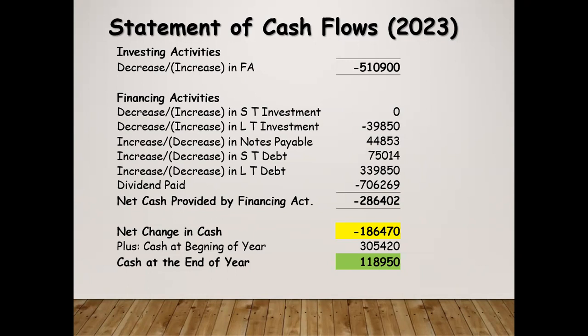Financing activity. There is no increase or decrease in the short-term investment. Yes, there is an increase in long-term investment, that's why it's negative. Notes payable are increased, that's why positive. Short-term debt is increased. Long-term debt is increased. And we have the dividend paid, which is part of financing activity. So the net cash flow provided by the financing activity is equal to that.